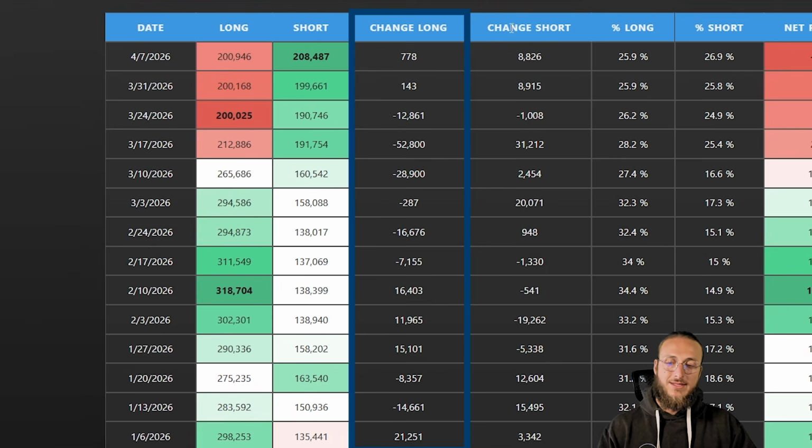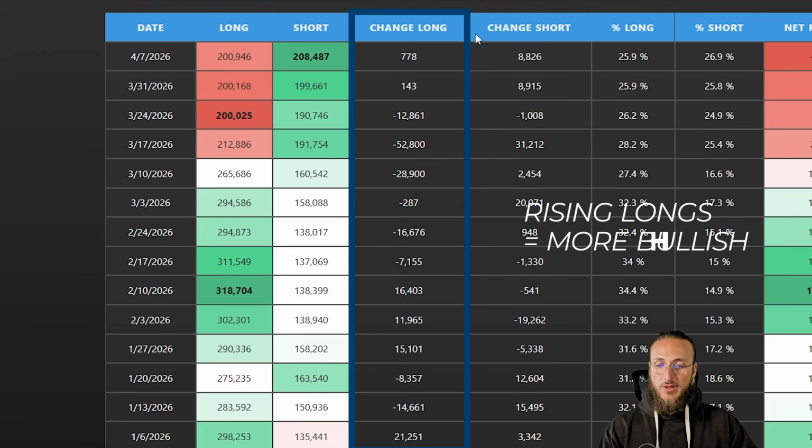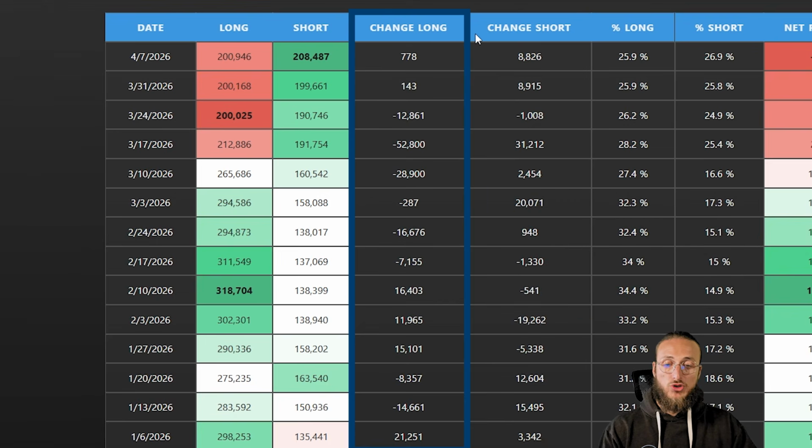Think of it like this. The current position tells you the inventory, and the weekly change tells you the flow. So if longs increase sharply from one report to the next, that means bullish exposure is actively being added. If shorts increase sharply, bearish exposure is actively being added. And when you combine the two, you start getting much cleaner messages.